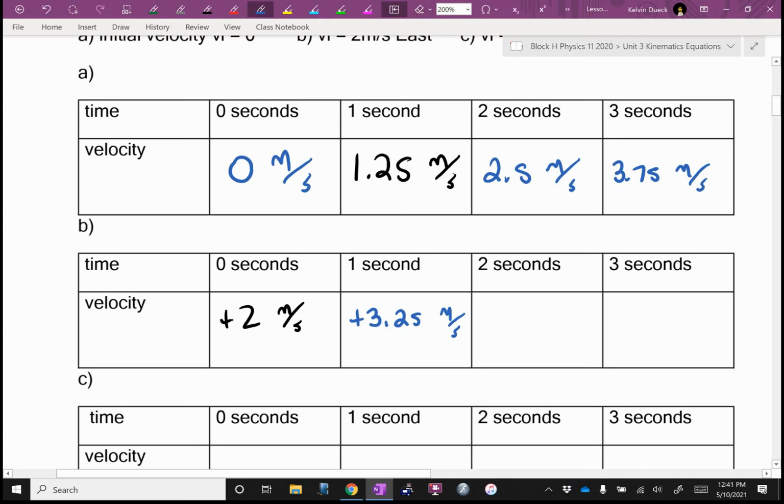I'll give you a hint, 4 point something. 4.5? Positive 4.5 meters per second. After 3 seconds, how fast are we going? 5.75. After 1,000 seconds, how fast are we going? Please don't make me calculate the previous 999 to get there. Ooh, this next one is a bit trickier.